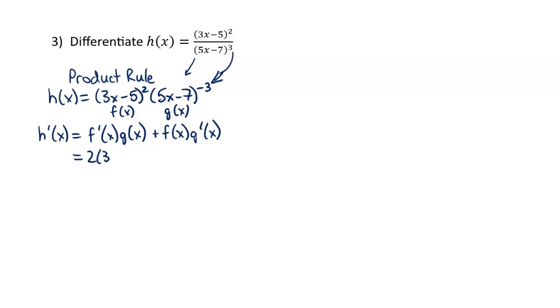So now what we can do is go ahead and apply the chain rule to the 3x minus 5 all squared. So 2 comes out front, the degree on the 3x minus 5 is 1 less, and the derivative of the inside is just 3. And then we multiply that by g of x, and g of x is 5x minus 7 to the power of negative 3. That hasn't changed. It's just as it's written in the line I have up above.